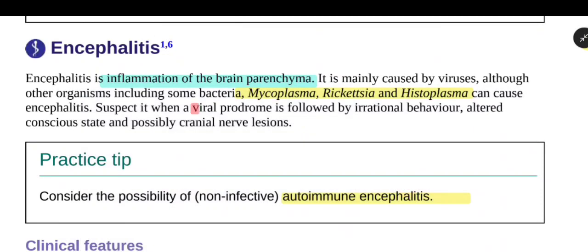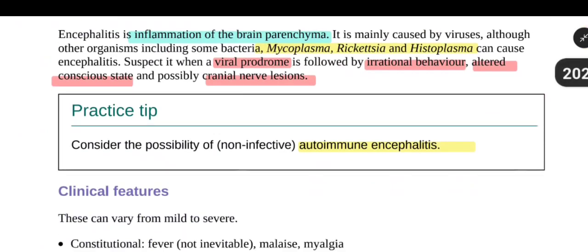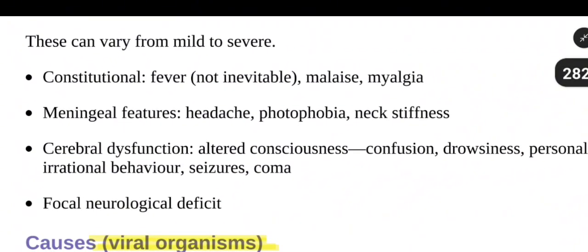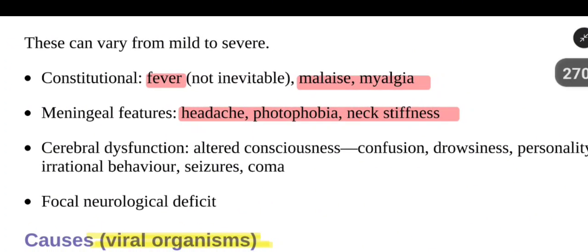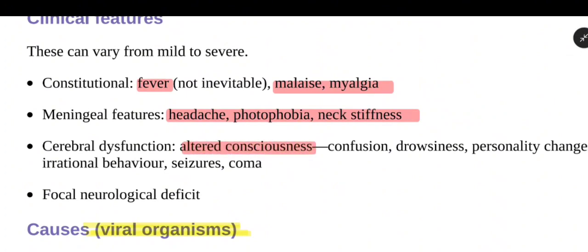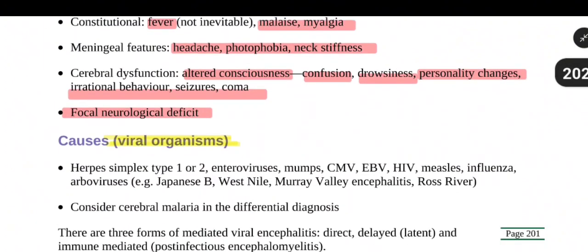encephalitis if there is a viral prodrome that is followed by irrational behavior, then altered conscious state, and then possibly a cranial nerve region, right? So the clinical features would be constitutional like fever, malaise, myalgia. Meningeal features like headache, photophobia, neck stiffness. Cerebral dysfunction like altered consciousness, confusion, drowsiness. Personality disorders, irrational behavior, seizures, coma, and focal neurological deficits, right?